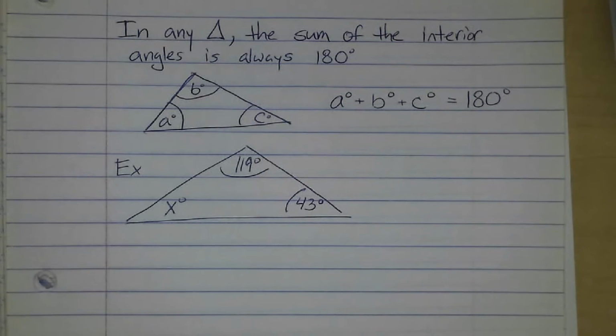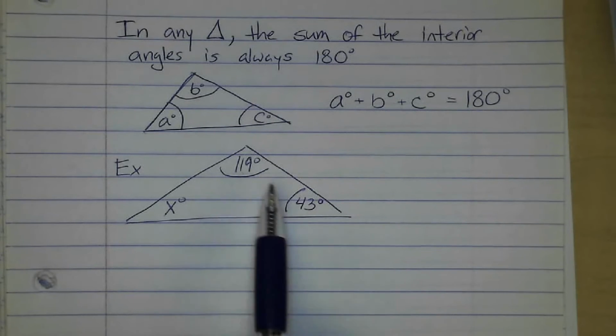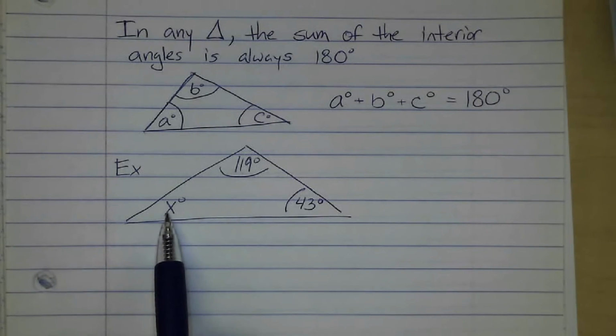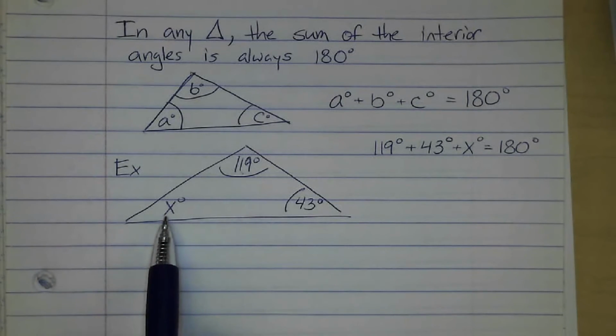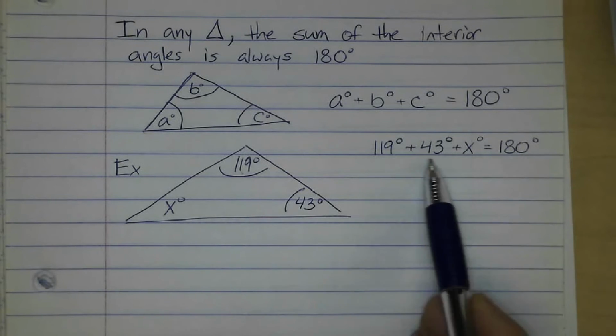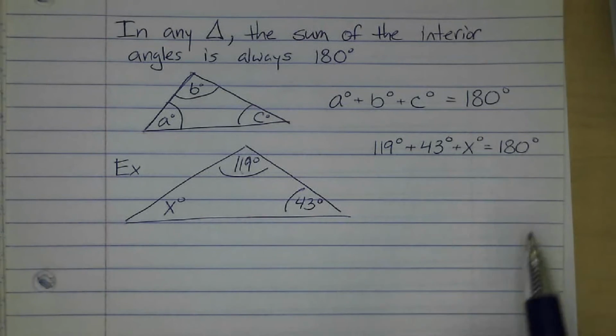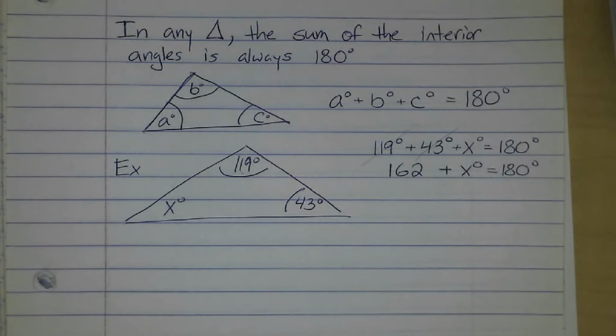Let's take a look at a problem. In this problem, I have a triangle. I know this is 119 degrees, this is 43 degrees, and this is x degrees. And I want to solve for x. So, how are we going to do it? Well, we know that 119 degrees plus 43 degrees plus x degrees has to equal 180 degrees. So, we're going to simplify this and then solve this just like a problem from chapter 6. Take a look. Okay, so that's an example of a problem involving a picture.